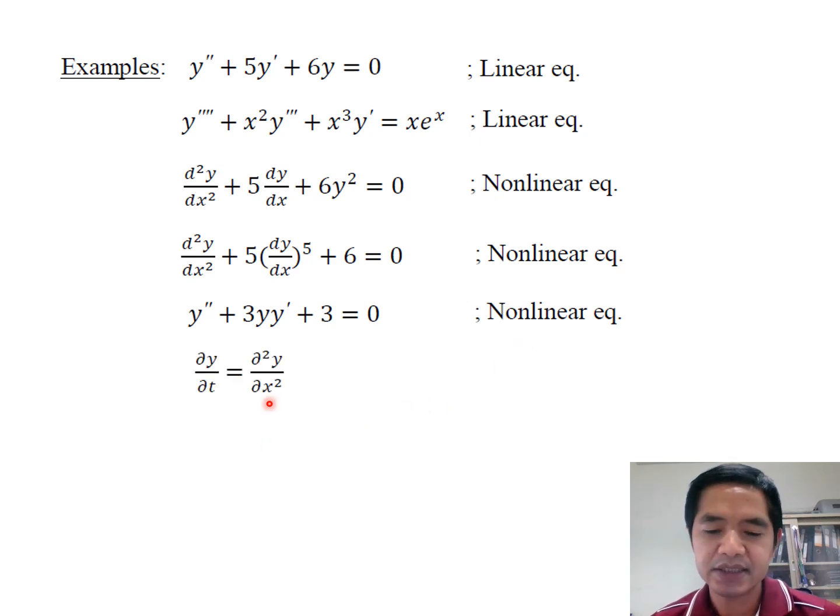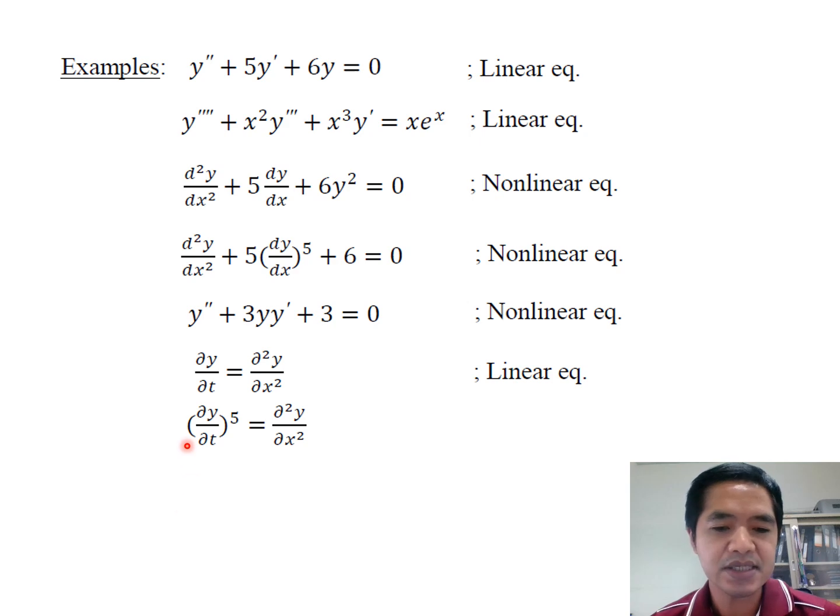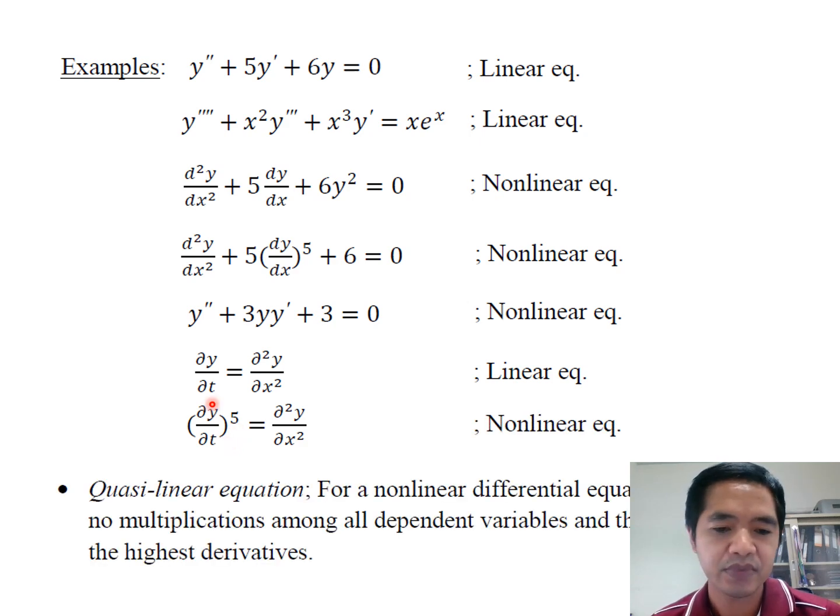So the next is the partial of y over partial of t equal to partial squared y over partial x squared. So this follows the linear form. It has degree of 1 and no multiplication products. And this one is partial y over partial t to the fifth equal to partial squared y over partial x squared. This one is degree of 5, so this one is a nonlinear equation. And so now you should know which one is a linear or nonlinear equation.